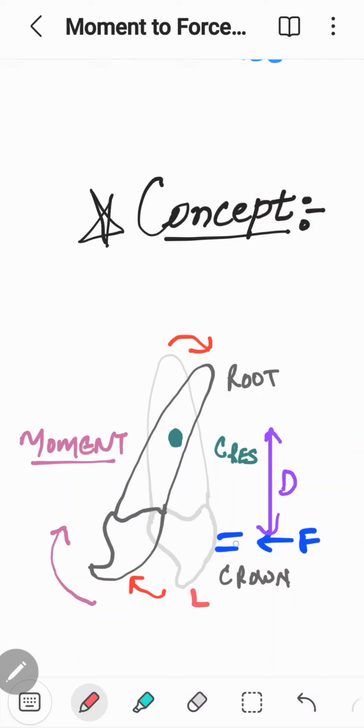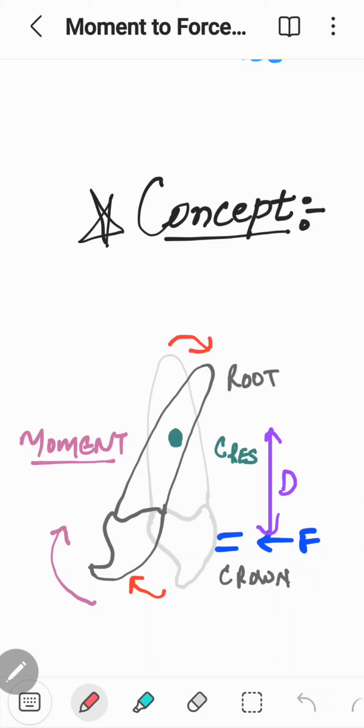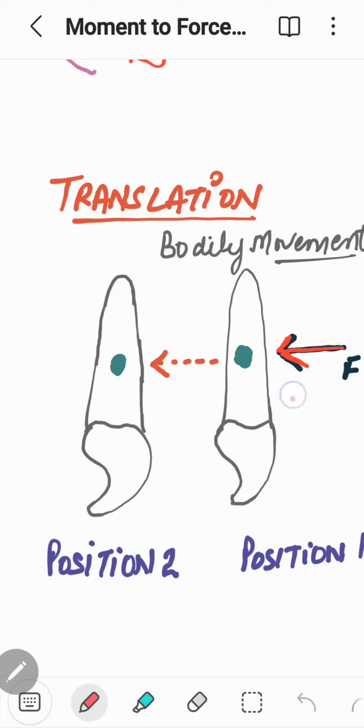So whenever force is applied to the incisor bracket, it will show some kind of rotation. That rotational tendency will create a moment. Depending upon the magnitude of force applied, it will create rotational tendency and hence tipping of the tooth. The crown will move in one direction, whereas the root will move in the opposite direction. Whereas, whenever a force is directed through the center of resistance of a tooth, the tooth will translate from one position to another. So that will lead to bodily movement of the tooth.